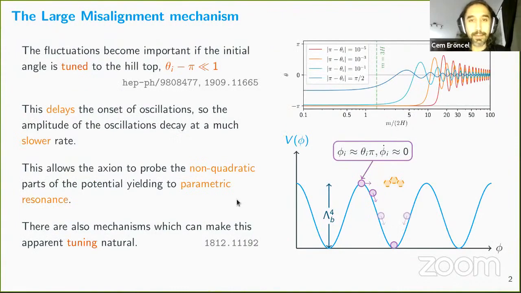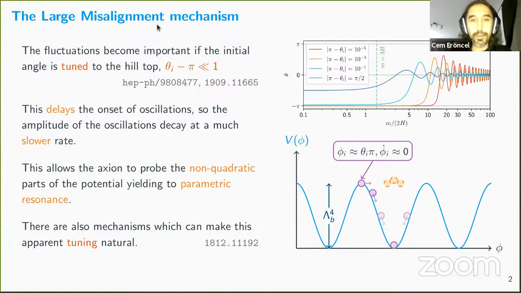Now, this is the pure classical picture. All the fluctuations have been ignored. When you include the effect of the fluctuations, what you find is that the fluctuations become important only when the initial condition is very, very close to the top of the cosine potential. This effect was initially studied in this paper, and a very detailed recent study can be found in this paper, where the authors called this the large misalignment mechanism.